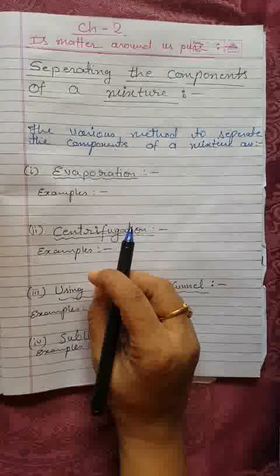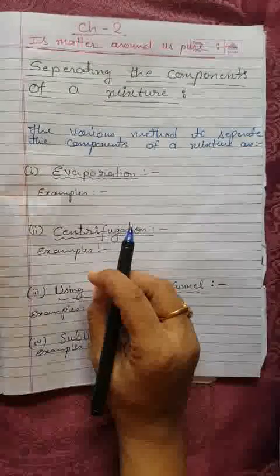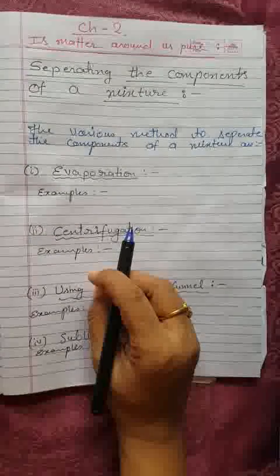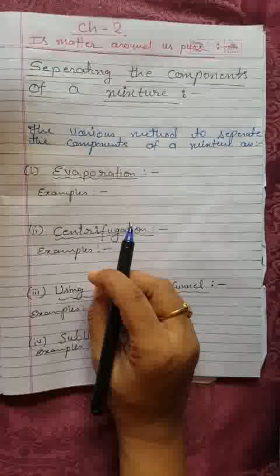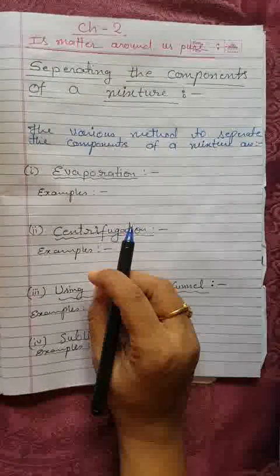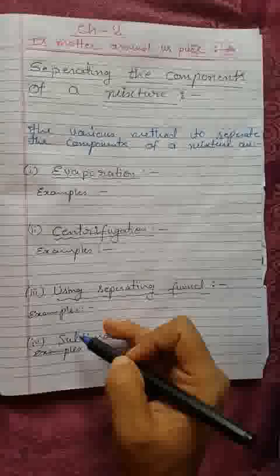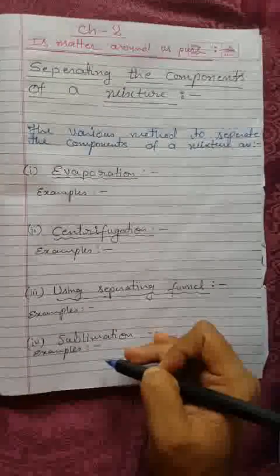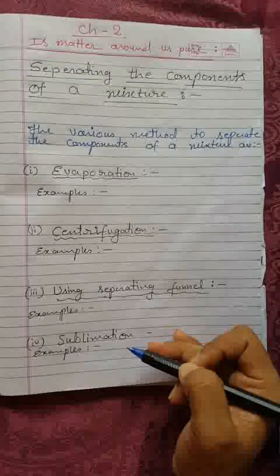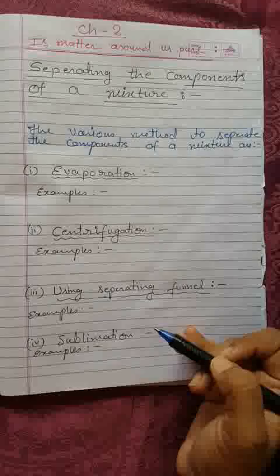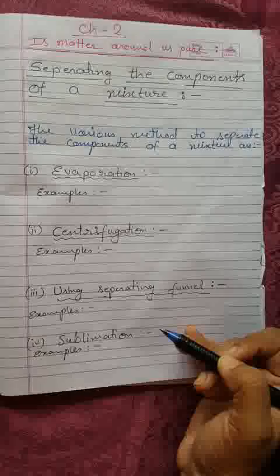Here I am going to explain some methods which are used in factories, industries, or in laboratories. One by one I will explain these methods. First I would like to list the different methods: evaporation, centrifugation, using a separating funnel, sublimation, distillation, chromatography, fractional distillation and crystallization. These many methods I am going to explain.